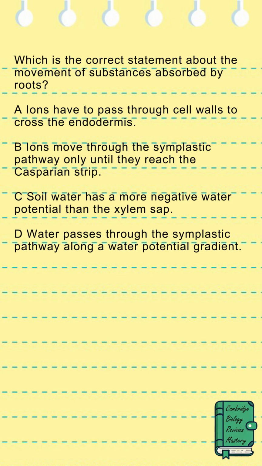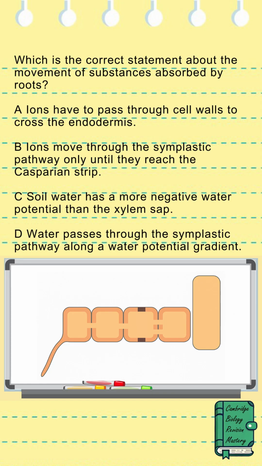So the question stem starts with, which is the correct statement about the movement of substances absorbed by roots? And we've got four varying statements which we're going to look at one at a time. As I've just mentioned, draw yourself a diagram on your question booklet. There's nothing to stop you doing that, and visualizing something like that is really going to help you. So here's my diagram.